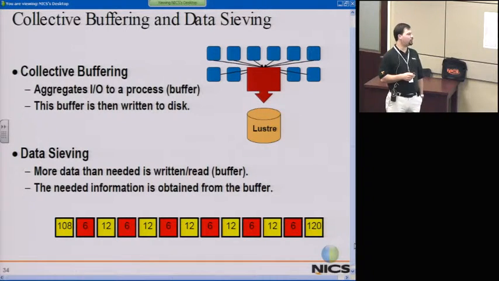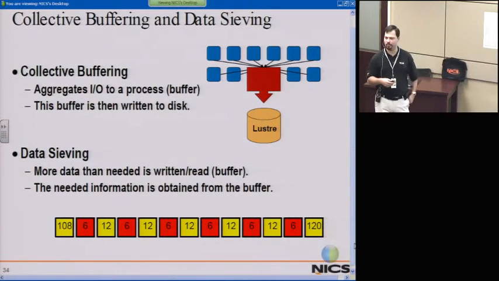Data sieving tries to decrease the number of reads and writes you do. In this particular example, like the example I had before, say you were reading, but you wanted to read only those red blocks, those sets of 6 elements. Well, instead of doing 6 different reads, with data sieving you can read that whole contiguous chunk, blanks and all, and pull from the buffer the actual information you wanted, instead of reading the file 6, 7, 20 times.